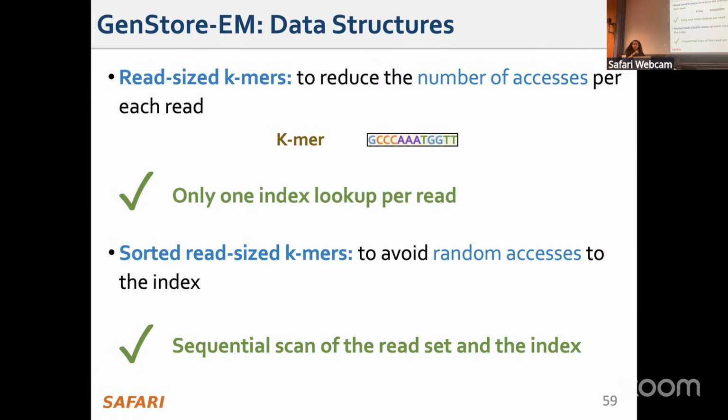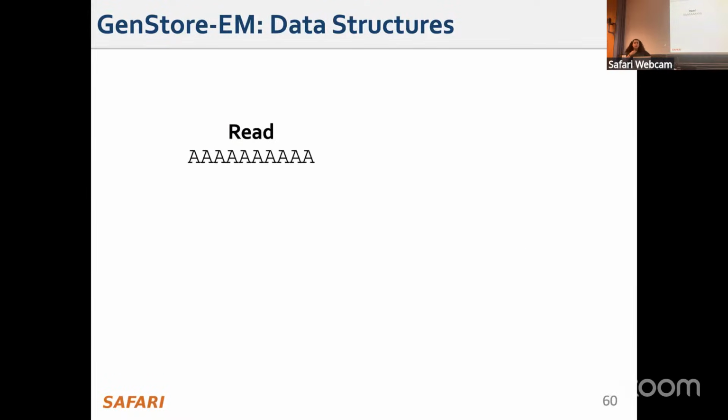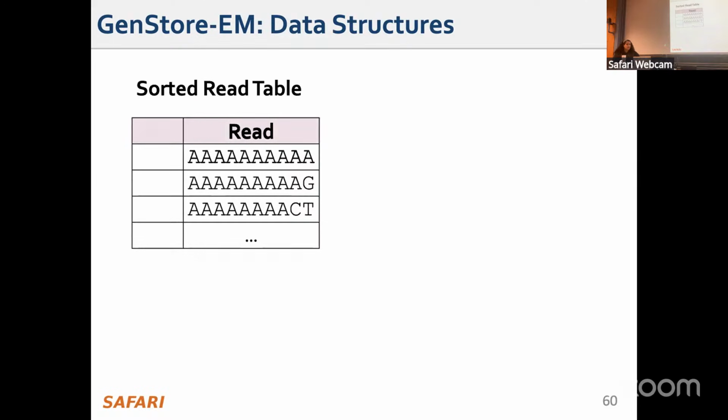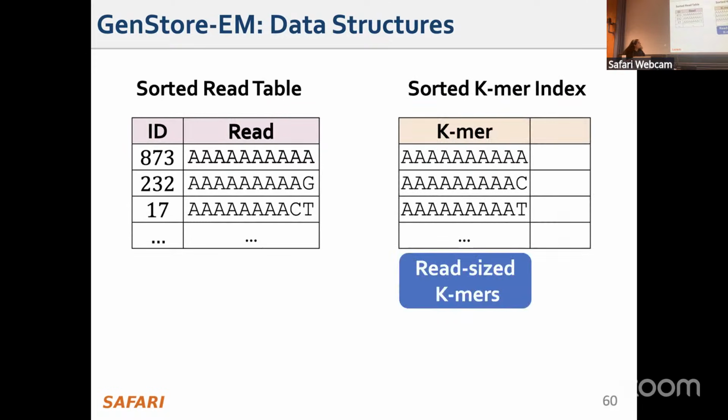That doesn't come for free. I will ask you later what you think the overheads might be, but let me just show you at a high level what I mean. So this is our read. Again, for simplicity, I'm showing just 10 characters, but in reality it can be 100 plus. This is the sorted read table with the reads and their IDs, sorted here for simplicity in alphabetic order. And this is the k-mer index.